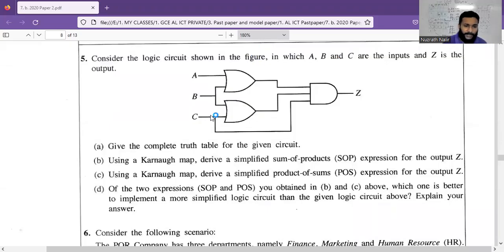Okay, here look at this, the final one, D. Of the two expressions, SOP and POS, you obtained in B and C above, which one is better to implement a more simplified logic circuit than the given logic circuit above? Explain your answer. Okay, this is one of your argument for justification. So let's see. So I just raised all of the thing. Now I need only this, SOP and POS. I'll show you. Okay, let's see. I just raise this.